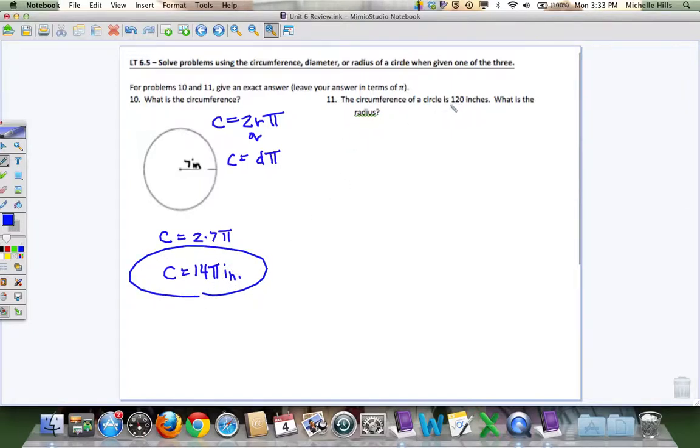In this case, they give me the circumference, but they want the radius. So 120 as the circumference is equal to 2 times pi times the radius. I want to solve for the radius, so I'm going to divide both sides by 2 pi, so that these will cancel, leaving just r. And they told me to leave my answer in terms of pi, so I'm not going to take my calculator and punch in 120 divided by 2 divided by pi, but I am going to reduce this fraction. 120 over 2, that's going to simplify to 60 over pi, so the radius equals 60 over pi inches.